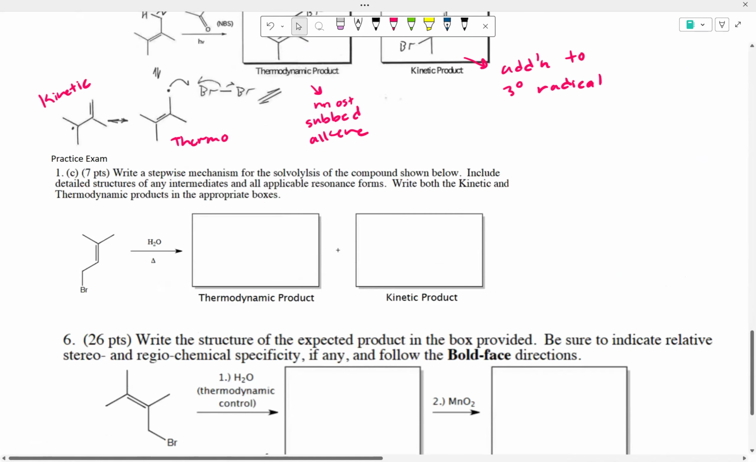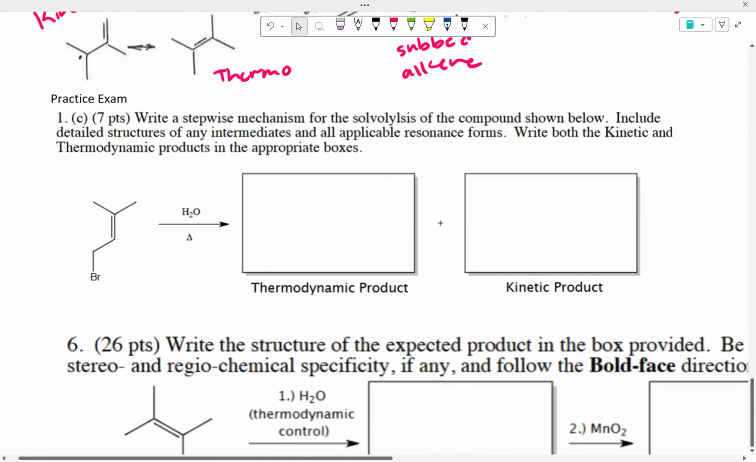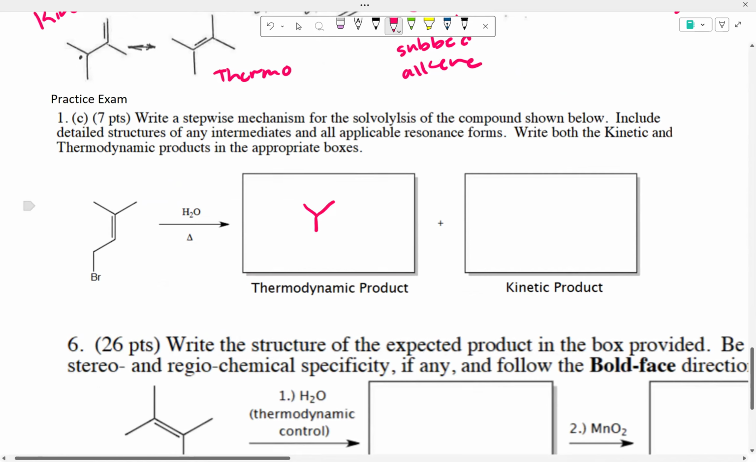Next, we can do this one together as practice. Write a stepwise reaction for the solvolysis of the compound below. We know our thermodynamic product is going to be the one that has the most stable alkene. So all we did here was replace the bromine with our OH and we formed HBr.